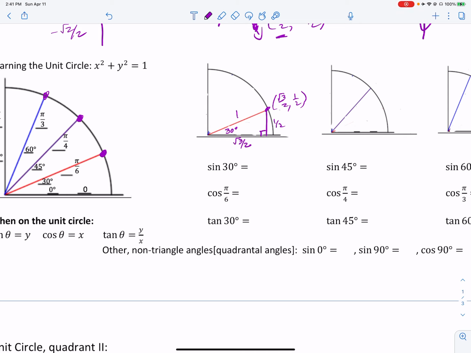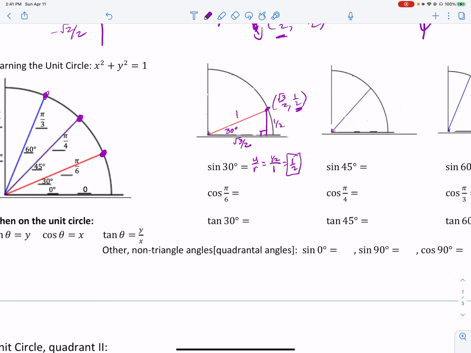And so the sine of 30 degrees is that y over r, which is 1/2 over 1, which is just 1/2. Again, when you're on the unit circle, the sine of the value is the y coordinate of the point on the unit circle where the terminal side intersects it. So that's 1/2.